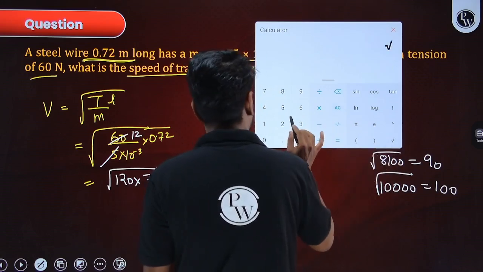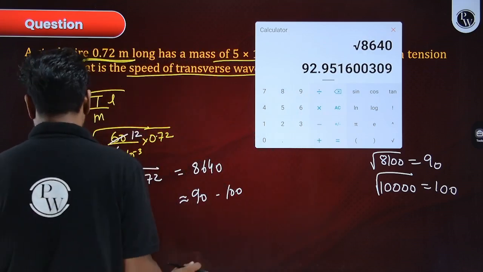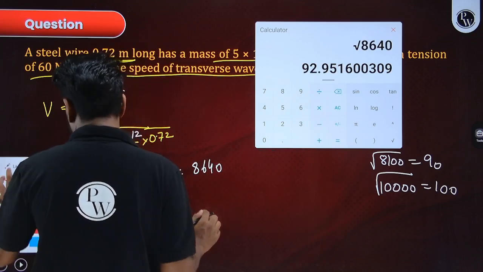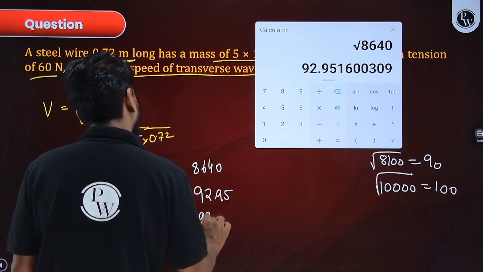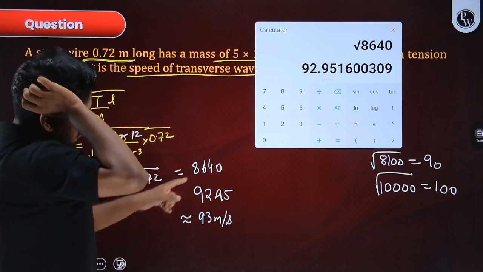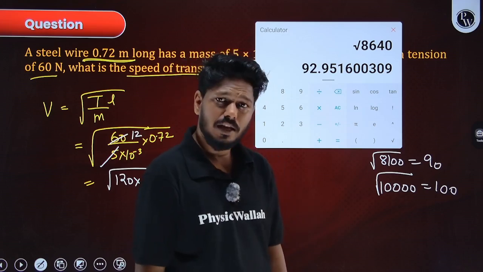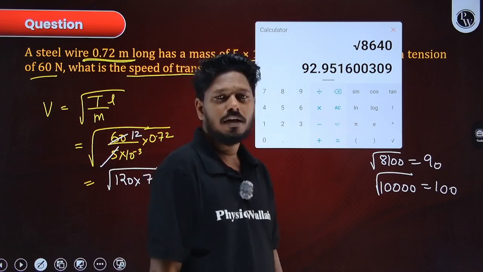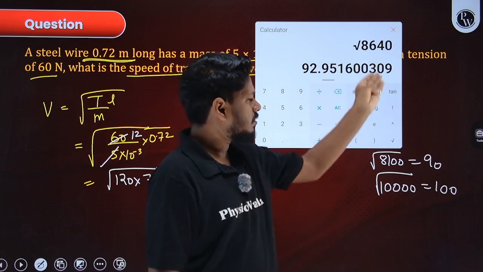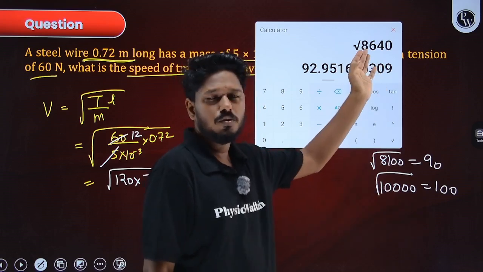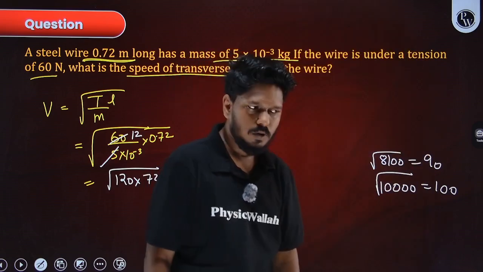What is root of 8640? So 92.95, or else I can say that to be almost equal to 93 meter per second. So based on this answer, you can eliminate other options. They might have given 89, they might have given 99. You can eliminate those options because we know that the answer should be in between them. And what is this value? Is it very much closer to 10,000? No, sir. It is very much closer to 81. So the answer should be closer to 90 rather than 100. Okay.